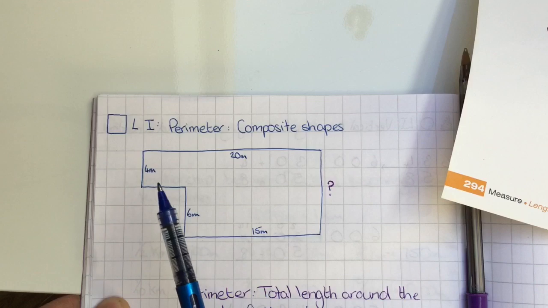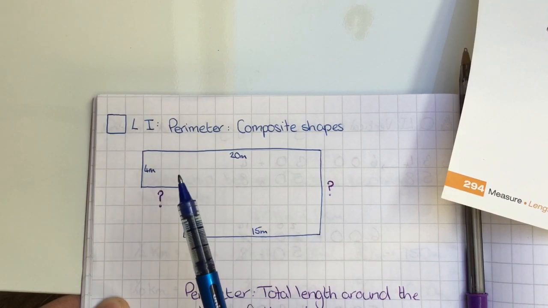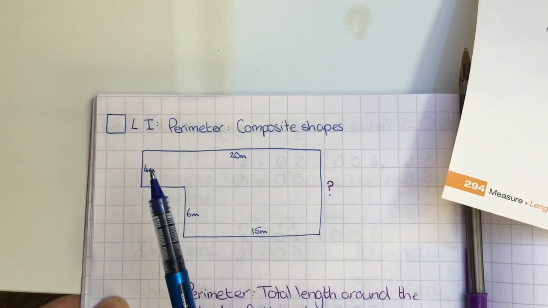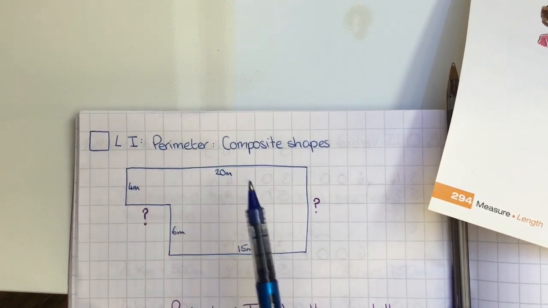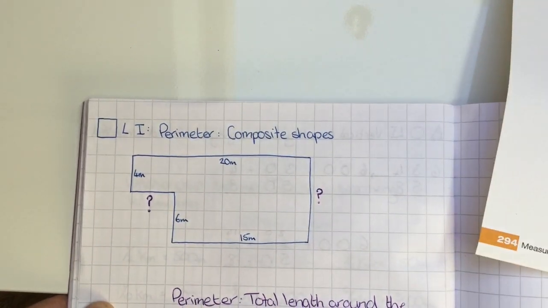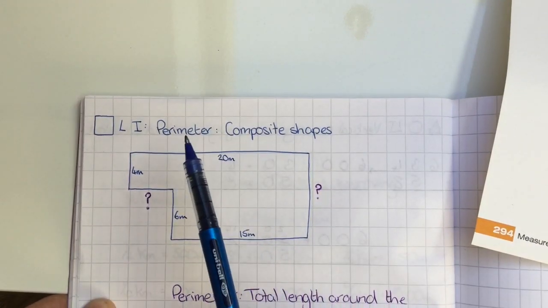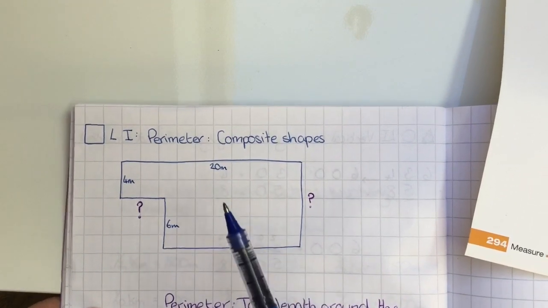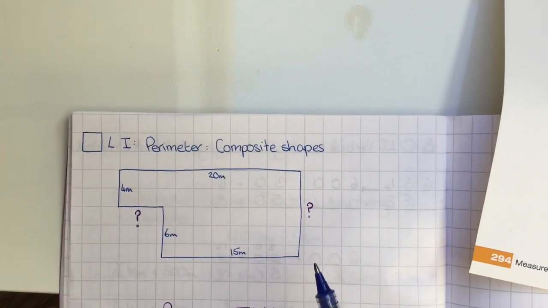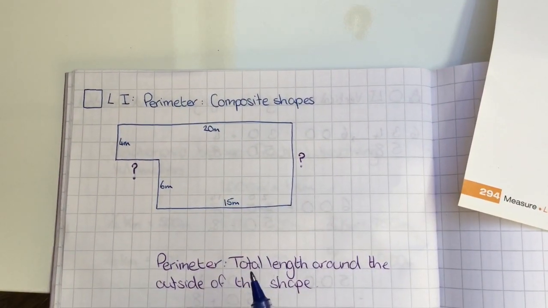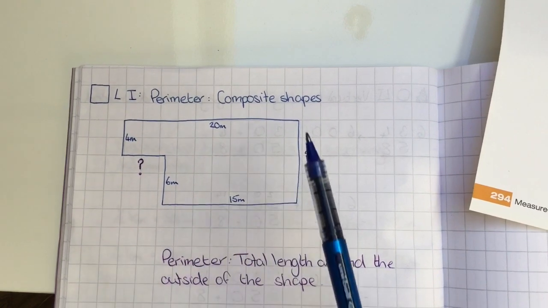You can see here that one of the original shapes would be a rectangle, and over here we would have a larger rectangle. We have put those together to make this composite shape, which means a shape made up of two or more shapes. Now, the main learning intention is not the composite shapes, it is to do with perimeter. Now, do we remember what perimeter is? Hopefully you will remember perimeter as this definition here: the total length around the outside of a shape.